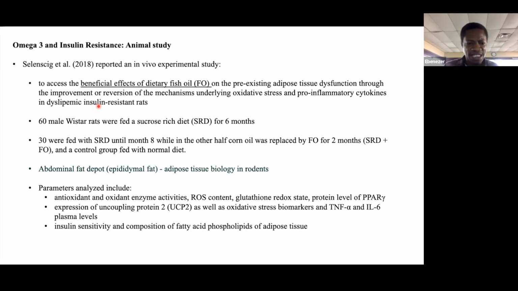Some of the parameters that were analyzed include superoxide dismutase, uncoupling protein 2, as well as some inflammatory biomarkers such as TNF alpha, interleukin 6, as well as interleukin 12. And other parameters include the PPAR I talked about the other time.